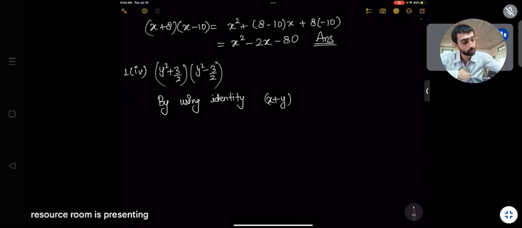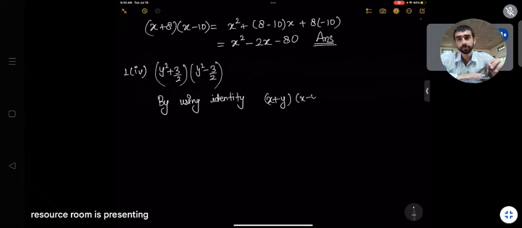Now you can see what is happening here. Here the first term is same. The same is happening here. First term is same. Here the second term is also same in the identity. But what is the difference? The difference is just the sign. Here it is plus, here it is minus. Here it is plus, here it is minus. So we'll just follow the pattern, and on the basis of that we can find what identity we will use.